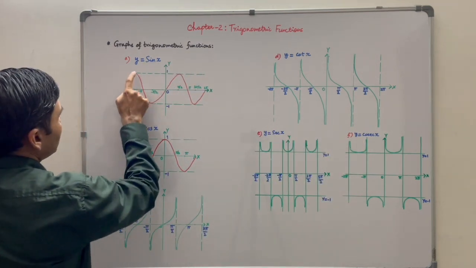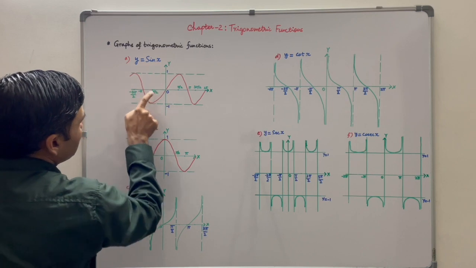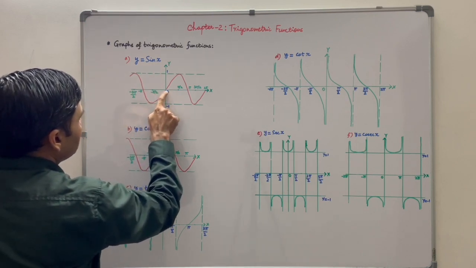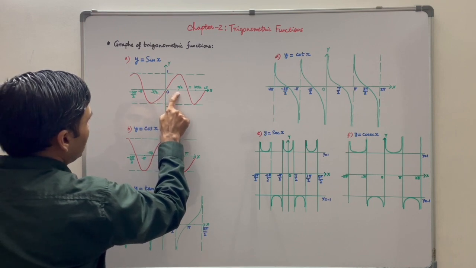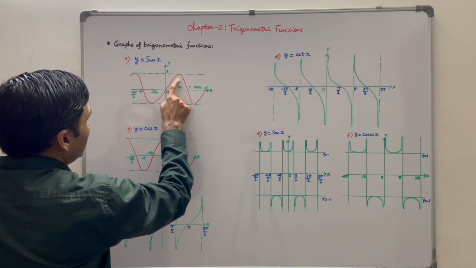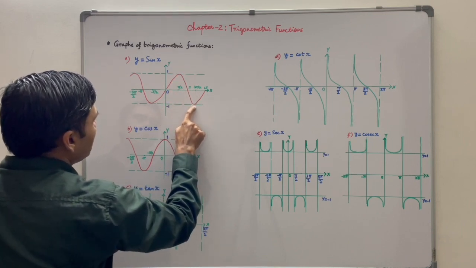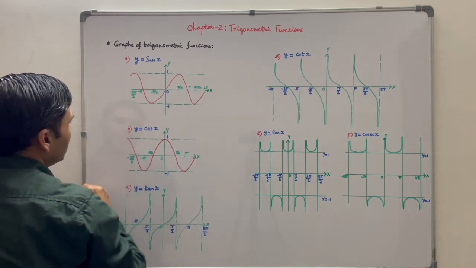Let us see the graph of y is equal to sin x. Its maximum value is 1 and minimum value is minus 1. At x equal to 0, it passes through origin. At x equal to pi by 2, its value is maximum, that is 1. At x equal to 3 pi by 2, its value is minimum, that is minus 1. It's similar on the negative side of x.